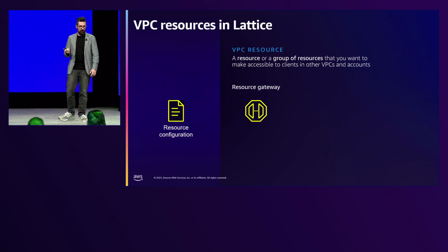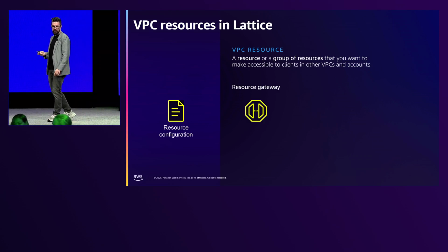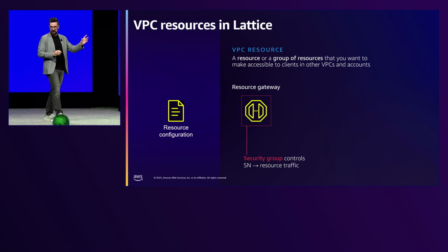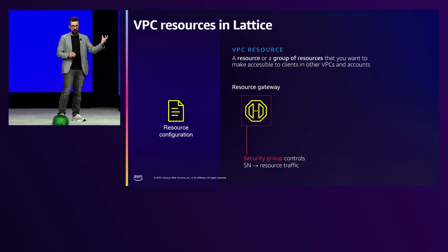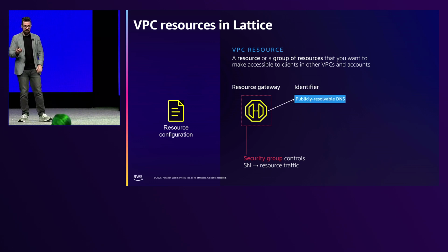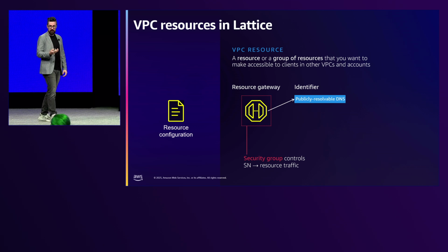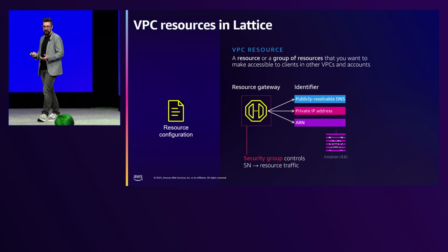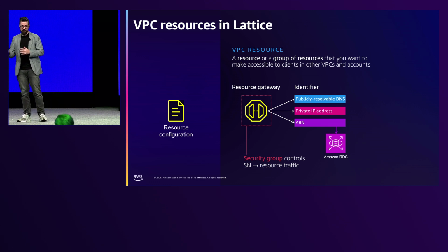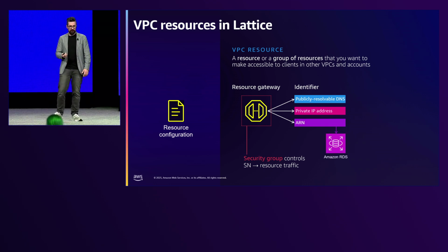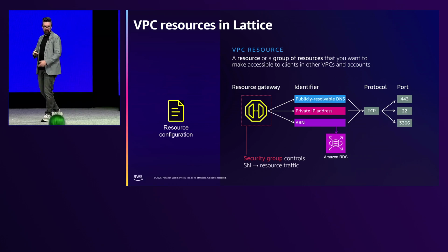To define our resources, we'll need a resource gateway, and we'll create a security group and associate it with that. And this will be in the VPC that has the resources that we want to make accessible through our service network. We'll have an identifier, which will be either a publicly resolvable DNS name, a private IP address, or an ARN. And today we support accessing an RDS instance or cluster through an ARN. We've got our protocol, our port, and then we're good to go.